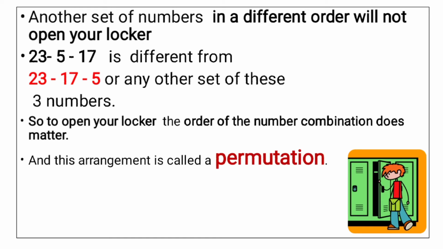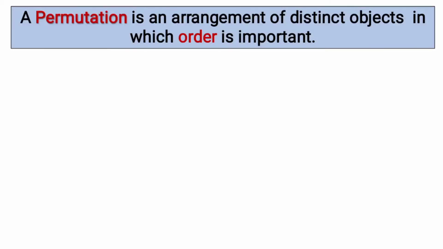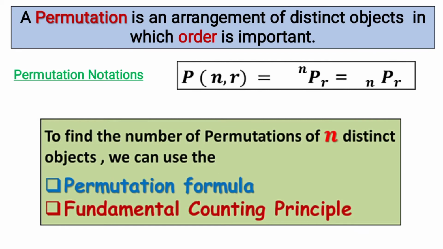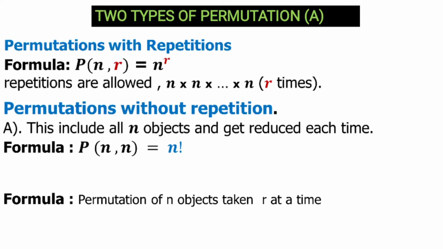But what is permutation? Permutation is an arrangement of distinct objects in which order is important. The permutation notation used here is P(n, r), or nPr. To find the number of permutations of n distinct objects, we can either use the permutation formula or the fundamental counting principle. There are 2 types of permutation: permutations with repetitions. The formula used here is P(n, r) = n raised to r. Repetitions are allowed: n times n times n, r times.